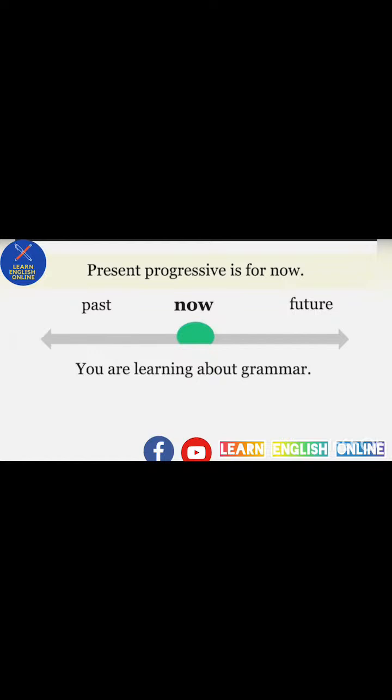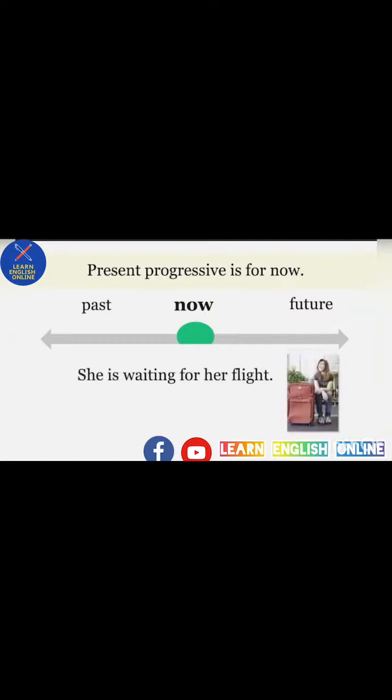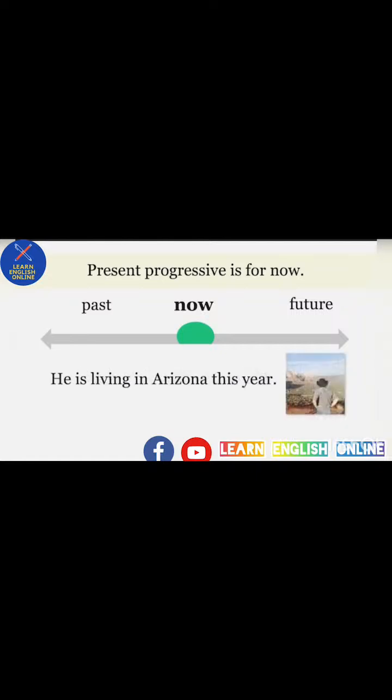You are learning about grammar now, right this minute. They are walking to school. She is waiting for a flight. He is living in Arizona this year. Remember, now can be a long time. We use this word this to show that it is now and we need the present progressive. I'm going to call this word a signal word.